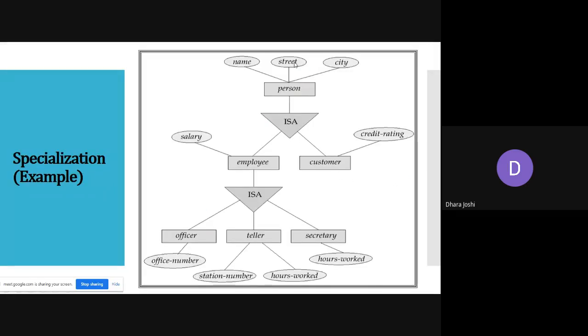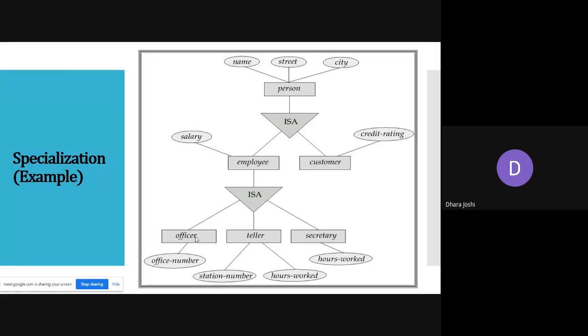If you are seeing this diagram from top to bottom, it is specialization. So a person can have name, street, and city. Person is a general term, but if we are focusing in depth on specialization, then a person is an employee or a person is a customer. Now employee is one word. All the employees can have salary. This is the common attribute, but employee can be further divided: employee can be officer, tailor, or secretary.